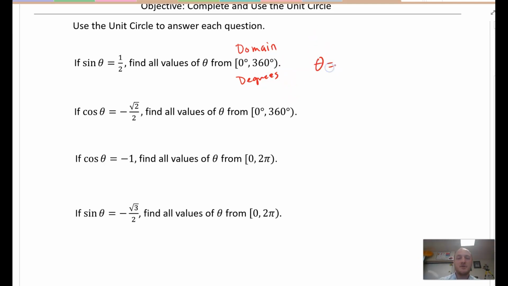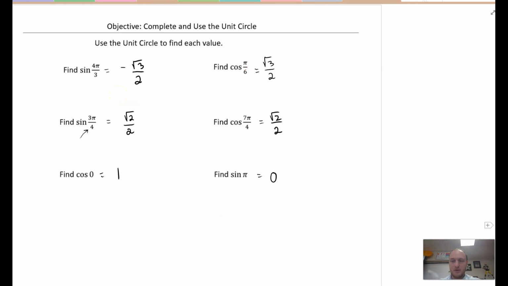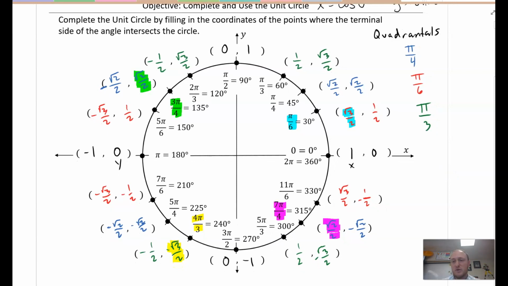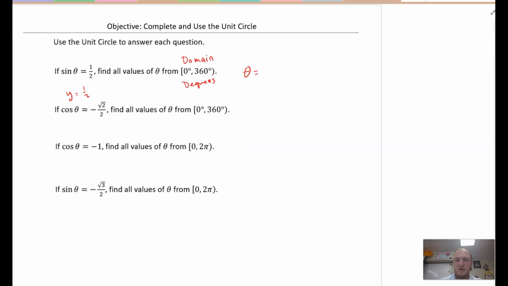So theta is equal to, okay, I want to know where is my y value? Where is the y value 1/2? So I go to my unit circle and I say, where's my y value 1/2? Well, first of all, it's positive, so the y value is only going to be in quadrants 1 and 2. Hey, look, right here, here's one. There's another one. So that is 30 degrees and 150 degrees. So theta is equal to 30 degrees and 150 degrees.